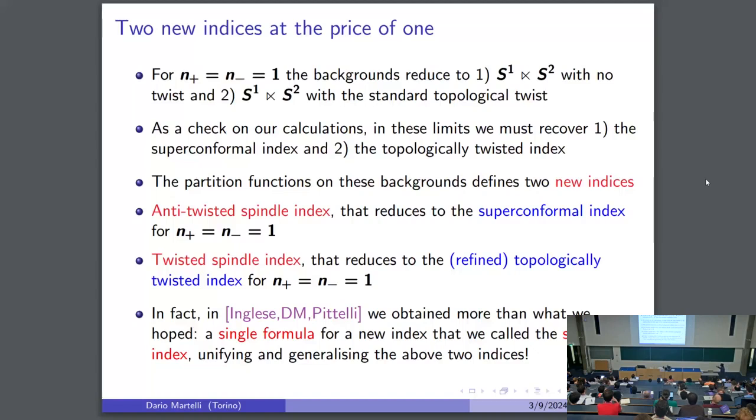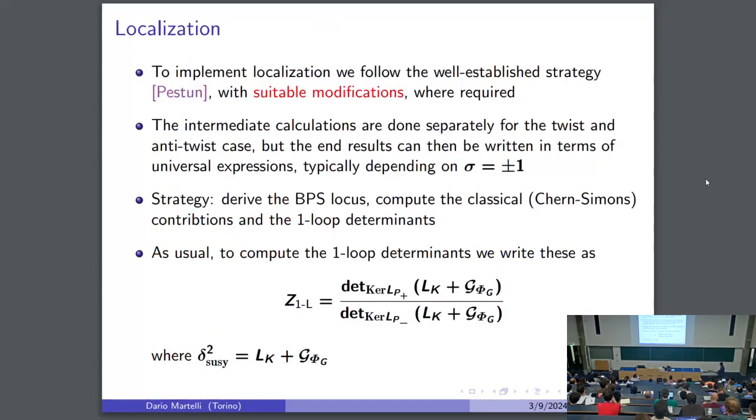So the partition function in this background defines two new indices, which one can call the anti-twisted spindle index and the twisted spindle index. But in fact, in the paper, we obtained more than what we hoped for. In fact, we could obtain a single formula that incorporates both of these, and we call this the spindle index. All right? So this unified the previously known indices and generalized them to the case of the spindle.